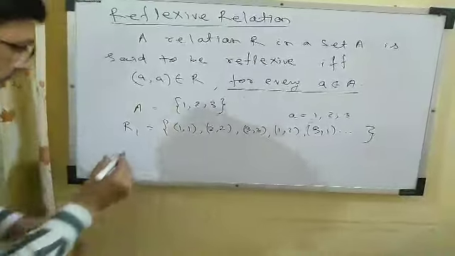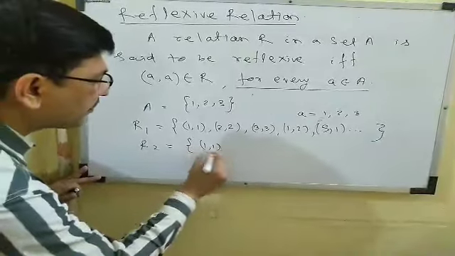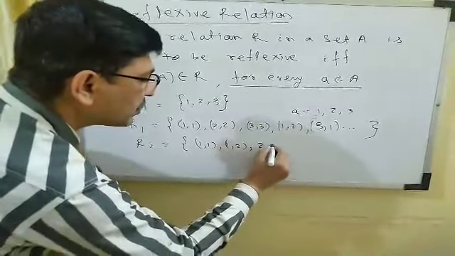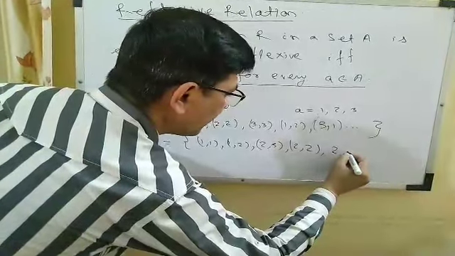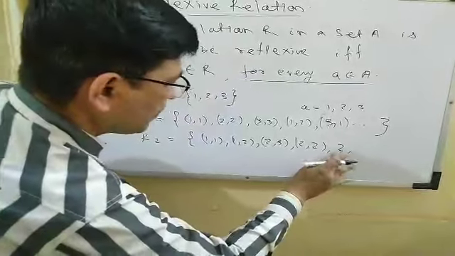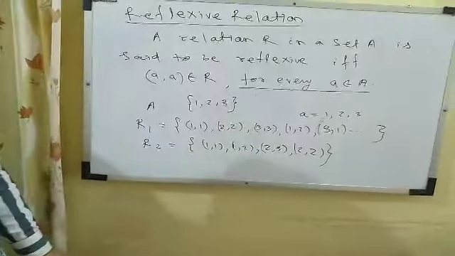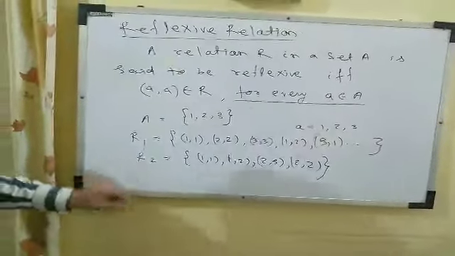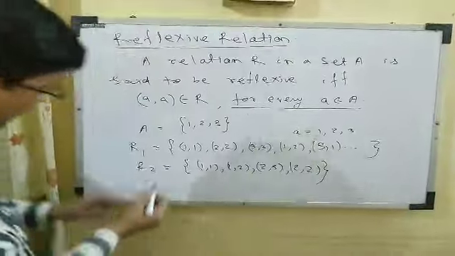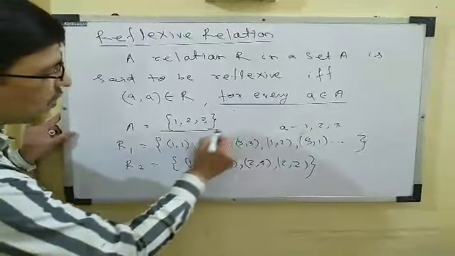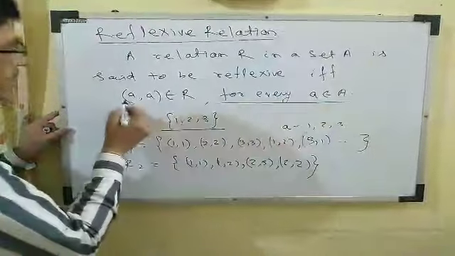So now you consider R2. Suppose R2 is the collection of (1, 1), (2, 3), (2, 2), you consider only 3 elements. Now this is R1, R2. Now check whether this R2 is reflexive or not. How can we verify whether this R2 is reflexive or not? Now you observe this A. A is the collection of only 3 elements, 1, 2 and 3. And the definition states that for every a belongs to A, (a, a) should be an element of R.